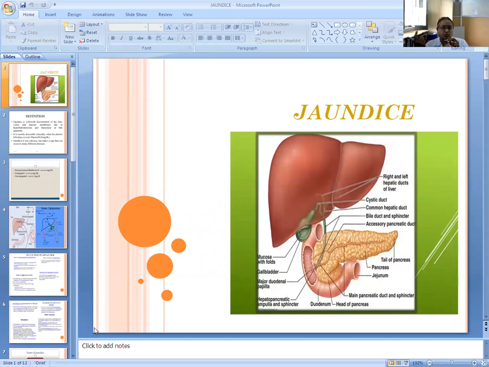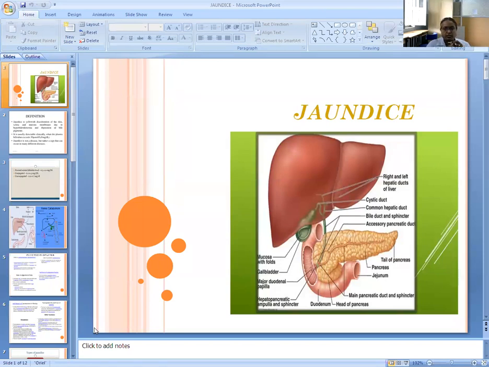So oral manifestations of vitamin deficiency, oral manifestations of HIV, oral manifestations of bleeding disorder, like that. So you can prepare those short notes. Now we'll start the important topic, that is jaundice.